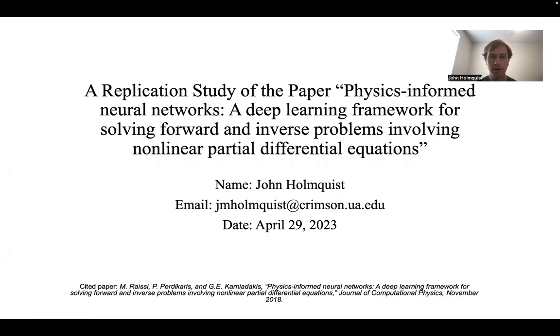Hello. My final project is a replication study of the paper Physics-Informed Neural Networks, a deep learning framework for solving forward and inverse problems involving nonlinear partial differential equations. Down at the bottom, you can see my citation for the paper.